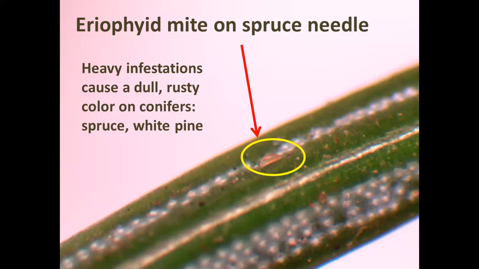Right. Okay. So, something that has shown up more on conifers in the past handful of years is these aerial eriophyid mites, and you might see some work orders for this. And if it's a heavy infestation on a spruce tree, it just looks dull and rusty. It doesn't have a vibrant green vitality to it, like on spruce and white pine.